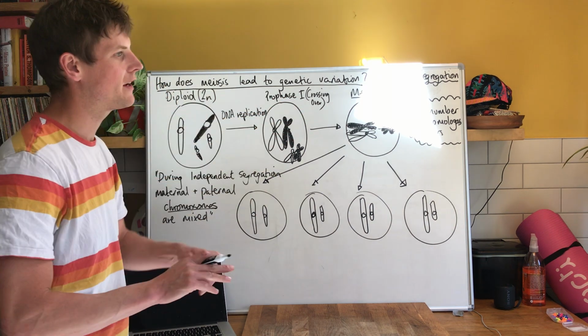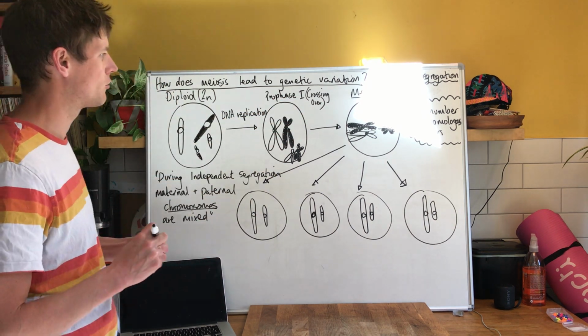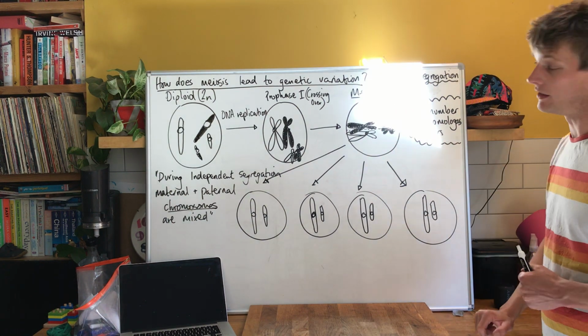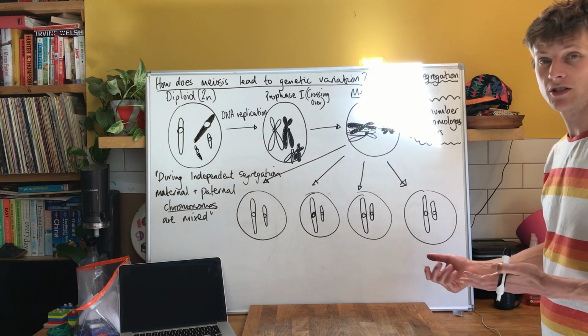Okay, because during metaphase 1, the maternal and the paternal chromosomes may orientate themselves either above or below the middle of the cell, which is completely random.